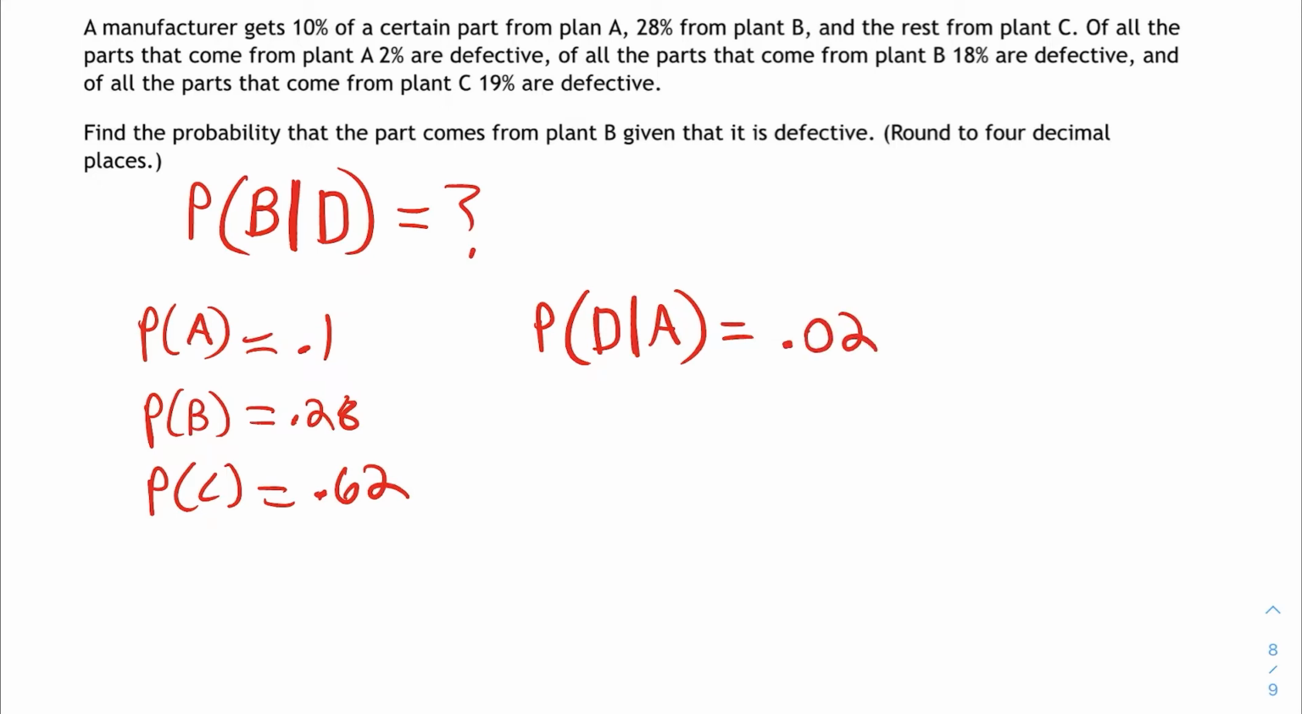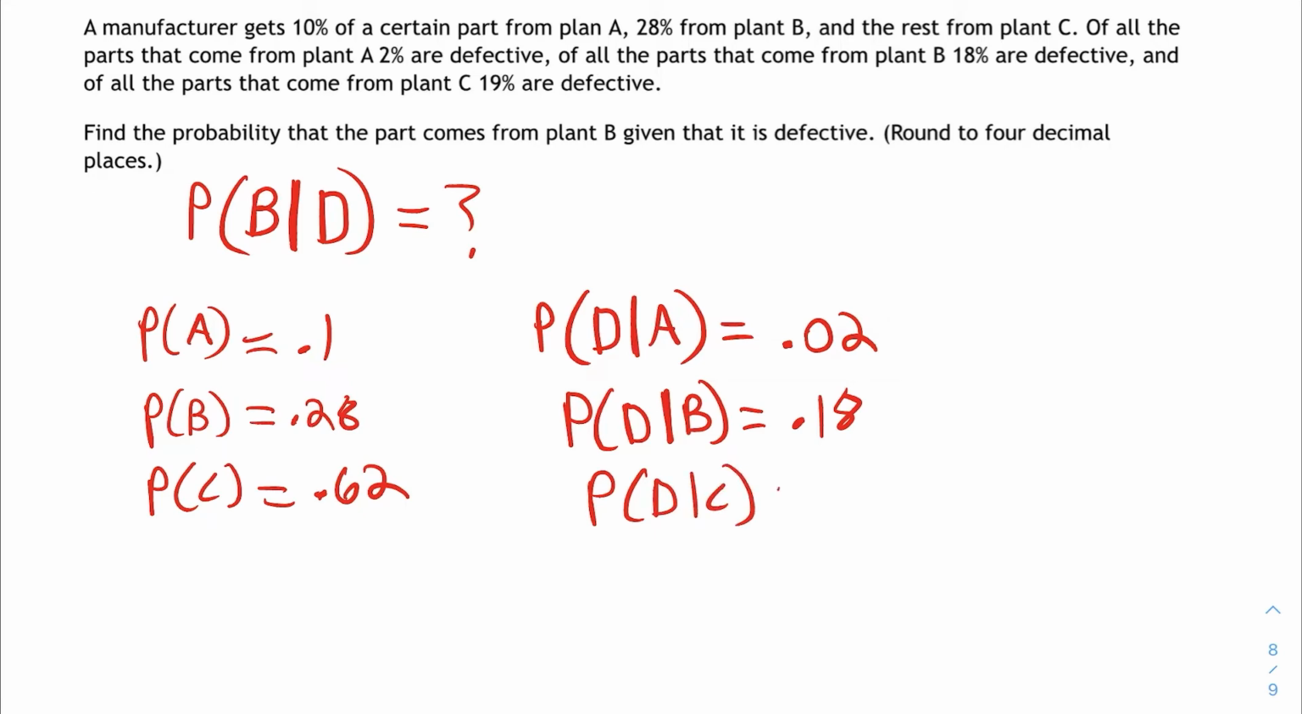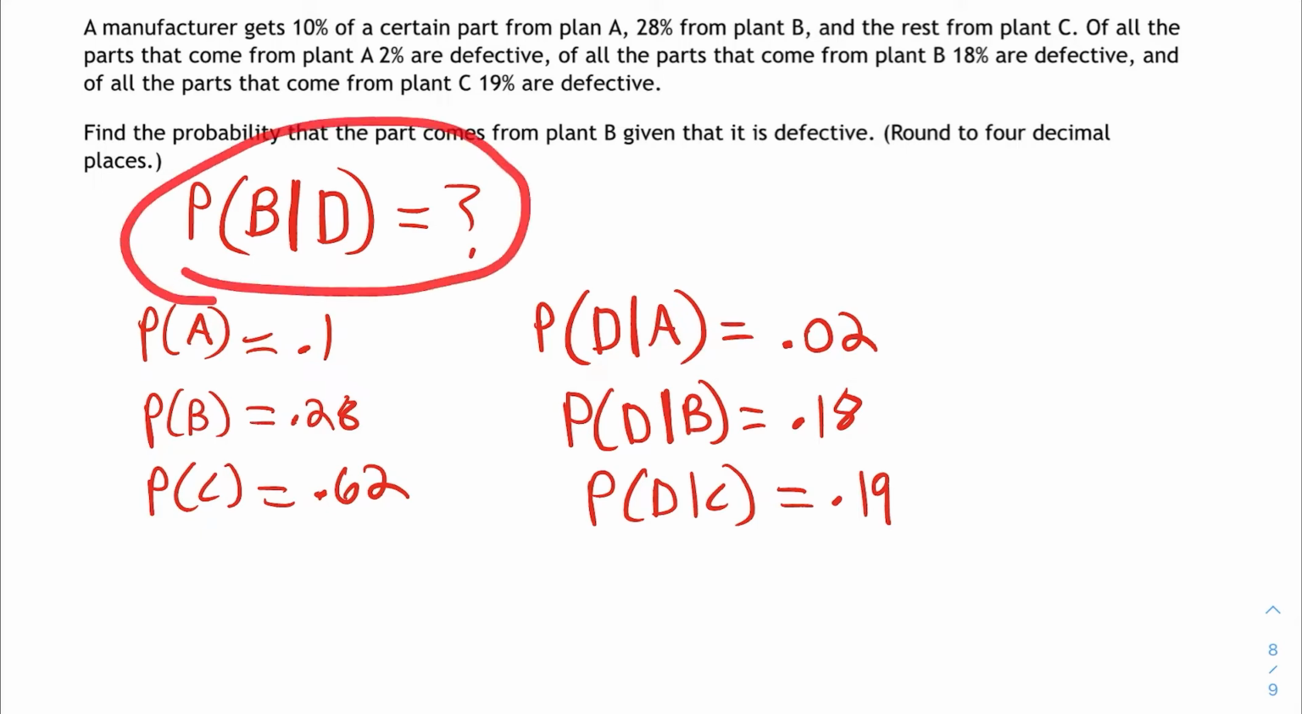Of all the parts that come from plant B, 18% are defective. So the probability of being defective, given that we already know it came from plant B, is equal to 0.18. And lastly, the probability of being defective, given that we know it came from plant C, is 19%. So those are the given pieces of information. This is what they're asking me to find.